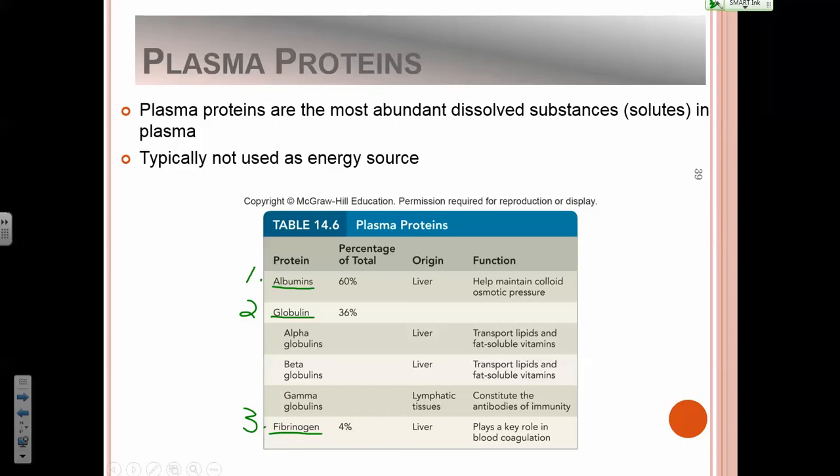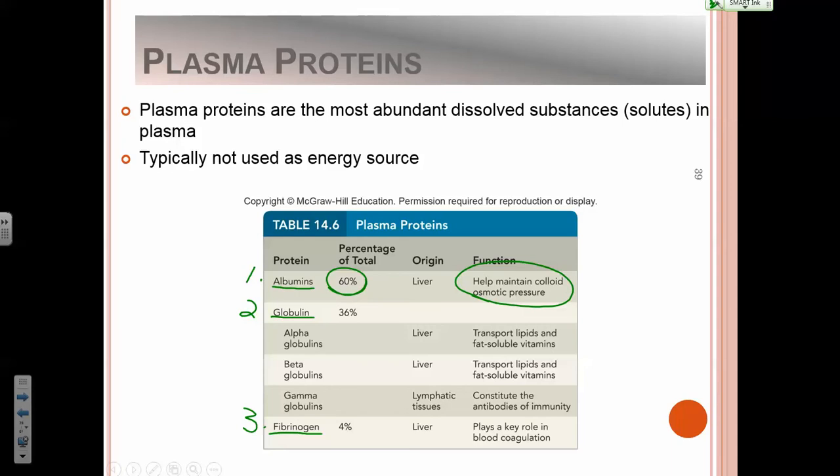Do you notice that of all the plasma proteins, the albumins are the most abundant? Do you see that? Okay, that is extremely significant. Of everything dissolved in your blood plasma, now I'm not talking about the cells, I'm talking about the dissolved substances in blood plasma, the one kind of substance that's most abundant is the albumins. And because of that, they have the function of maintaining the blood's osmotic pressure.